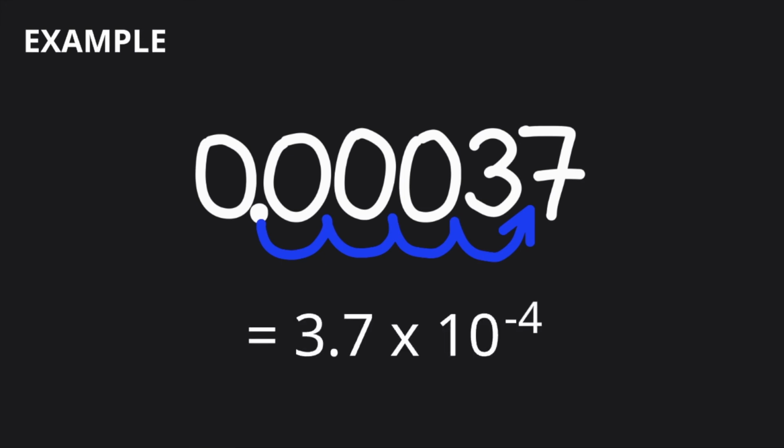One last example. 0.00037. We'll make this 3.7 by moving the decimal point 4 places to the right. Our result is 3.7 times 10 to the power of minus 4.